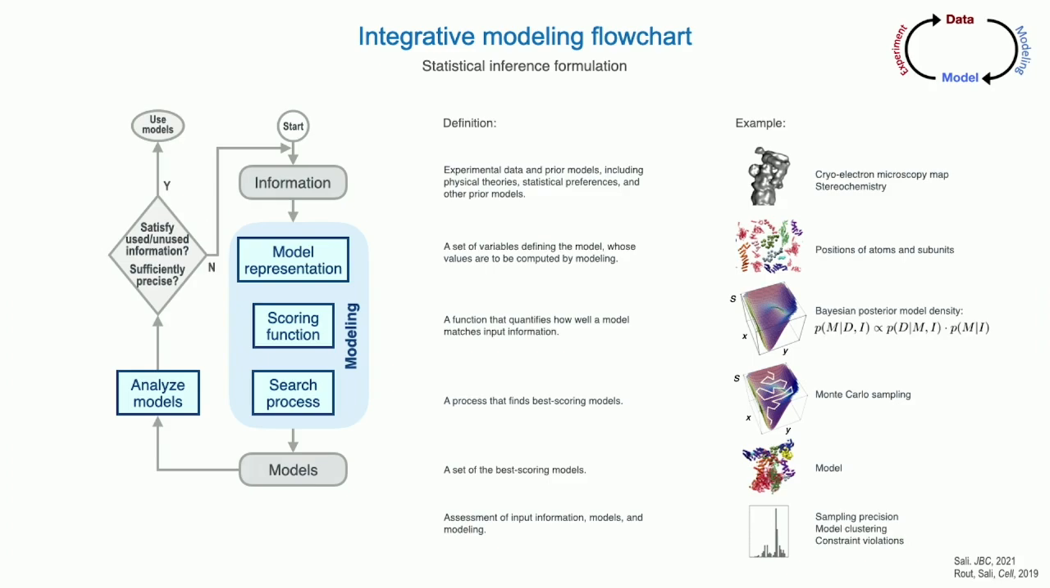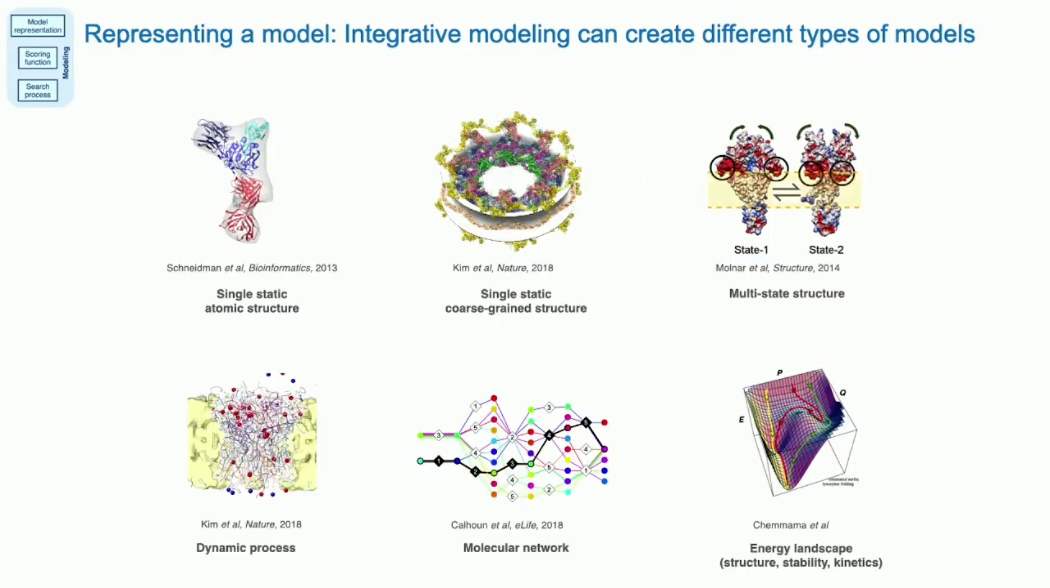And then finally, you have to ask yourself, is the model or the set of models that you obtain sufficiently precise to have a chance of being useful for addressing the questions you're interested in? And again, if the answer is probably no, you have to get more information or change something else in the process until you can say yes to this and proceed with using the models. This is called the statistical modeling approach, and we applied it to integrative modeling mostly in structural biology.